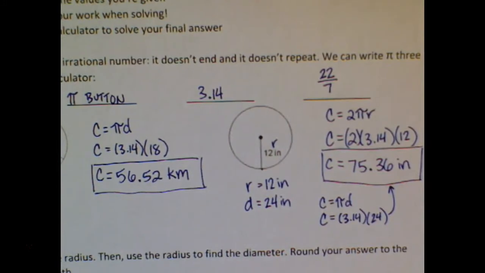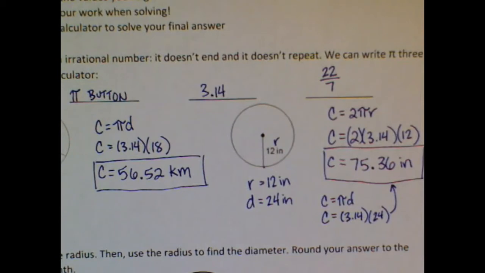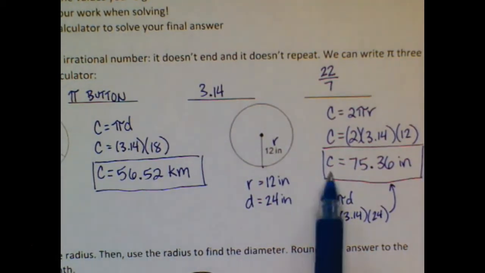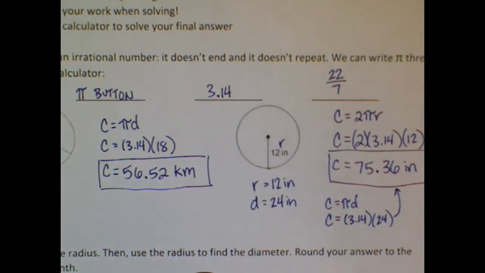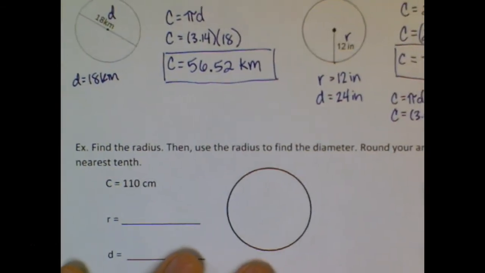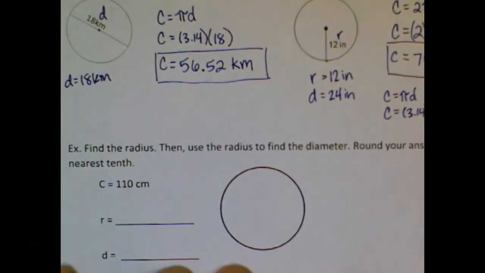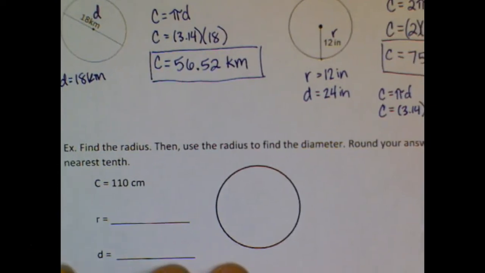All right, so one thing we want to talk about with each of these is that we are given a value that is the diameter or the radius, and we are solving for the circumference. We are not always going to have a situation that allows us to solve for circumference. Sometimes we're going to be given the circumference and have to figure out some of the missing pieces. So we're going to take a look at this one. It says to find the radius, then use the radius to find the diameter. Round your answer to the nearest tenth. And I'm going to underline tenth, that way we see tenth.